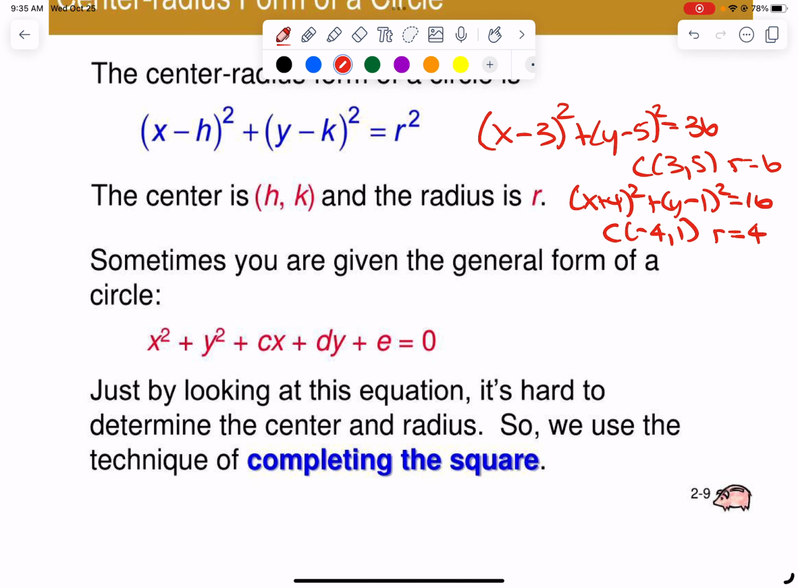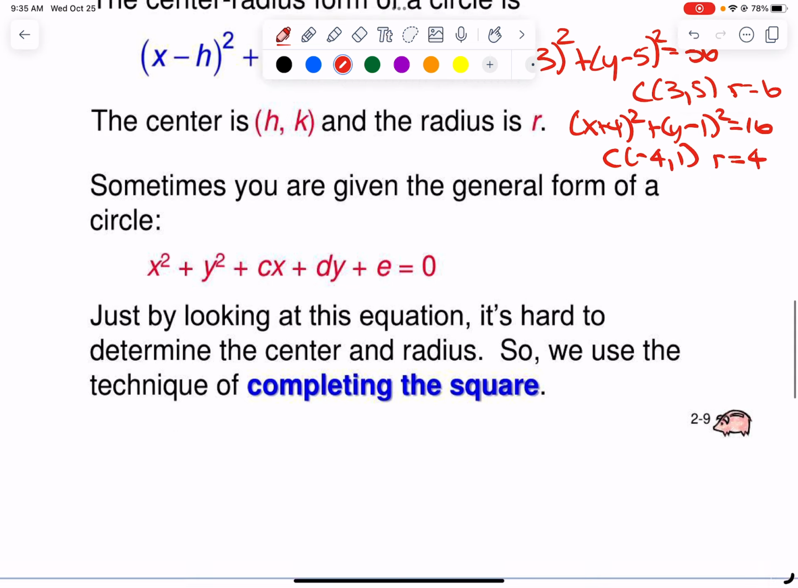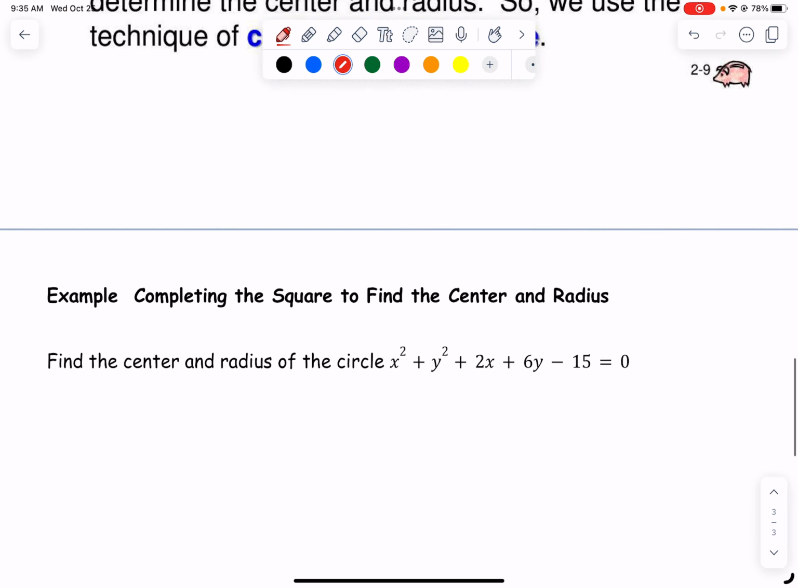But sometimes we're not given center radius form, we're given the general form: x² + y² + cx + dy + e = 0. By looking at this equation, it's hard to determine the center and the radius, because it's not there like it is in center radius form. So we are going to change this, and the way we're going to change it is just like we changed for a parabola. We're going to do completing the square.